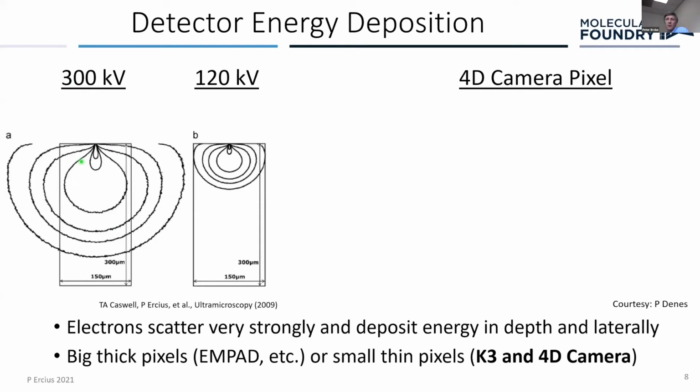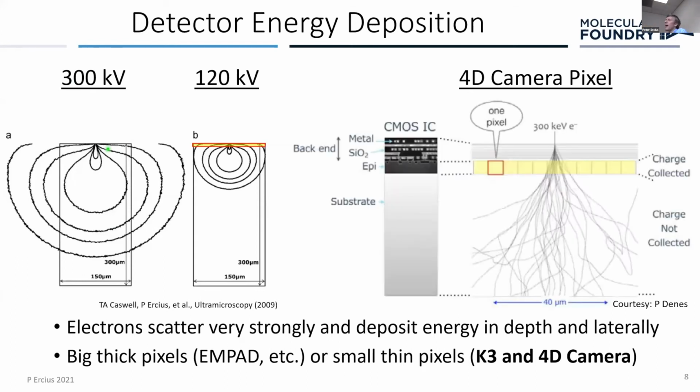So the problem here is that if you deposit energy laterally, that's called a point spread function. So it blurs your image, basically. In order to get rid of that, you can just thin your pixel down. One way to do it is to thin your pixel down significantly.